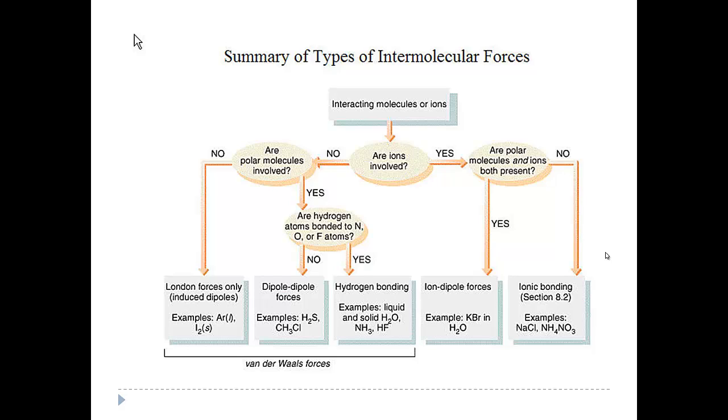This slide shows a summary of the types of intermolecular forces and goes through all the different types. There's a little question and answer scheme, which I thought was kind of handy. It might be helpful for you in determining which types of forces are involved. So I'll let you take a moment and look at that.